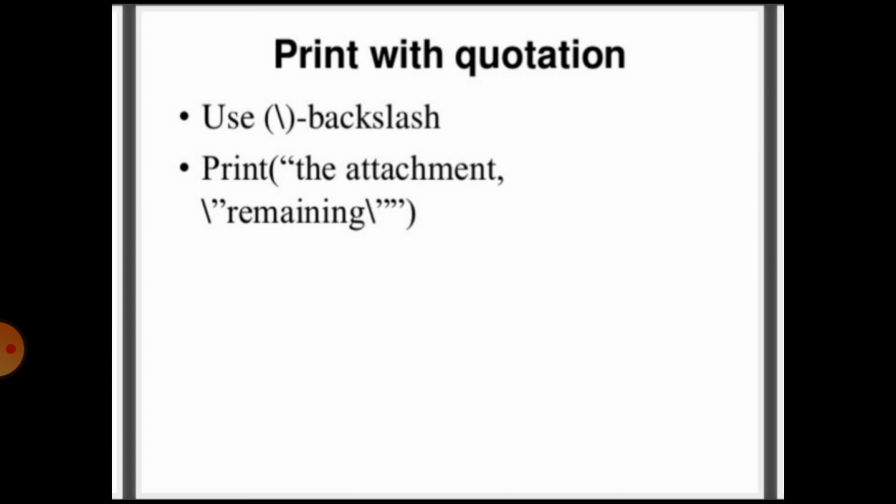So the string will display: the attachment remaining. The attachment will display simply, but the remaining will display in double quotation marks. So how can you display a string in double quotation marks? You can use a backslash.